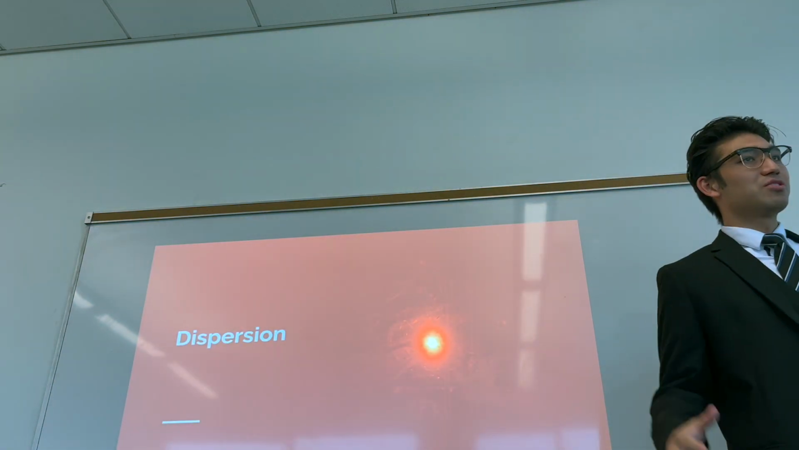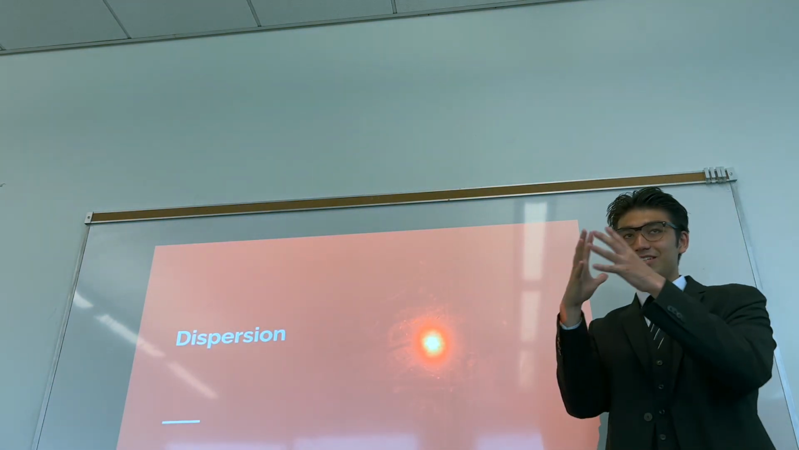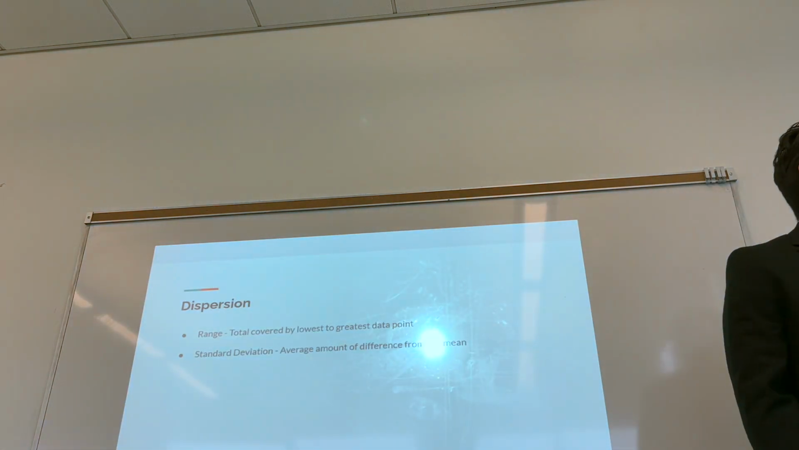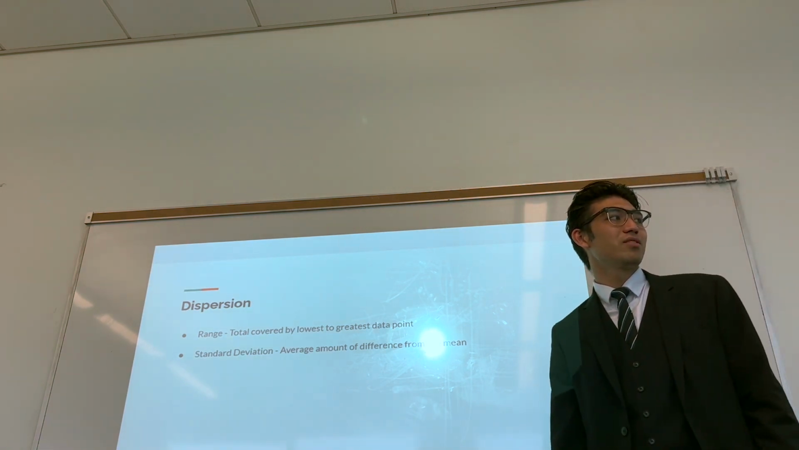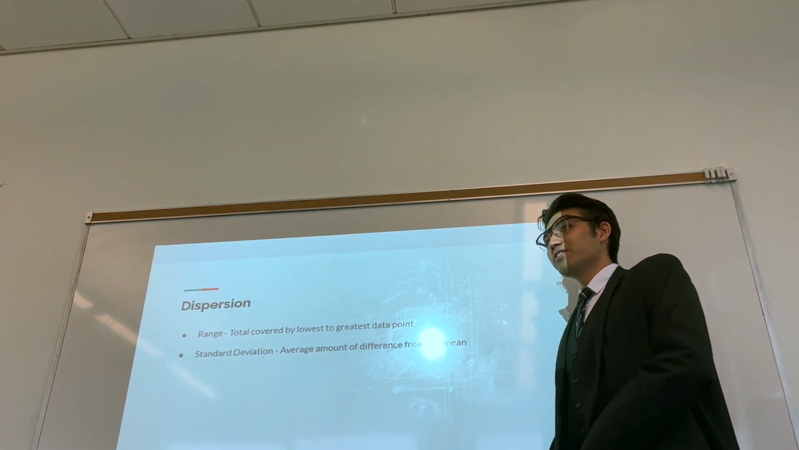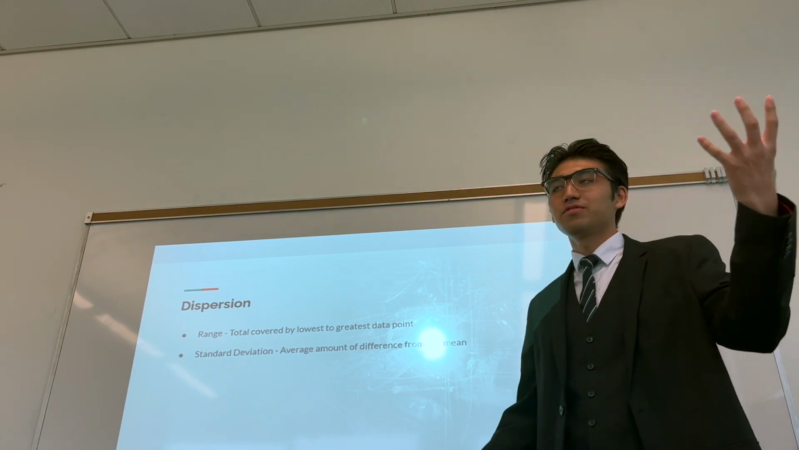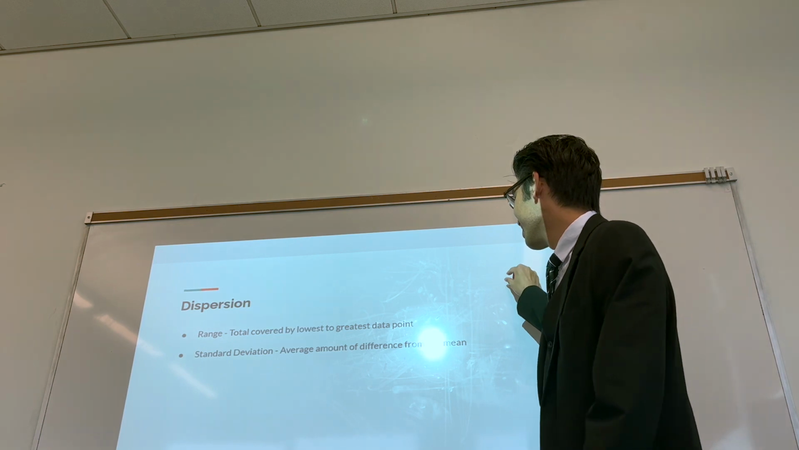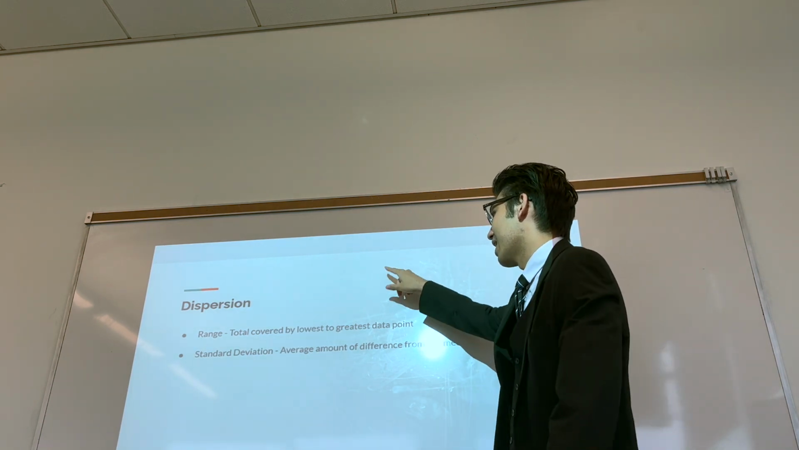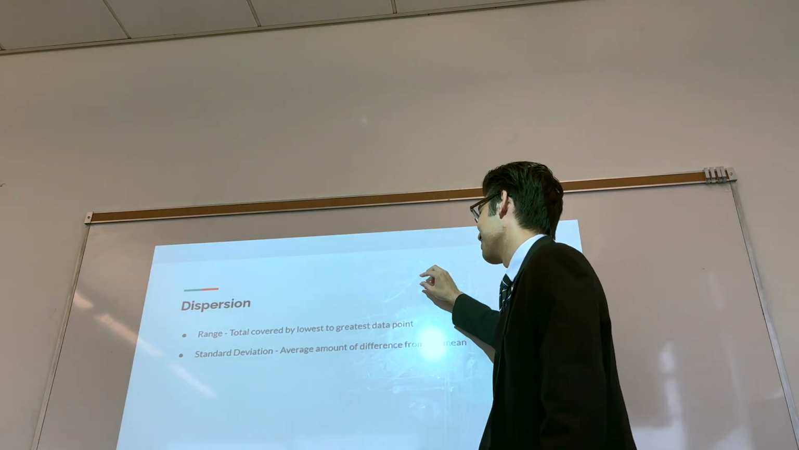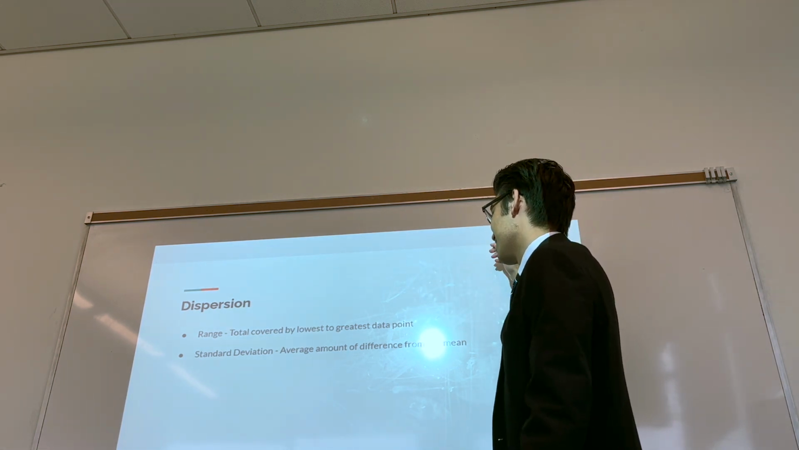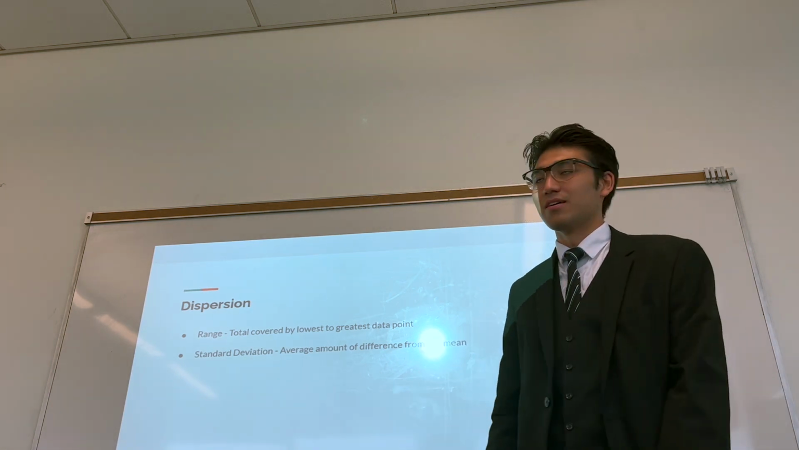Now we're going to go on to dispersion, which isn't about the center. It's talking about the range of values, which is one of the terms. First term, range: the total covered from the lowest to the greatest data point. If you want to figure out the range, you subtract the lowest number from the highest number, and you do an absolute value at the very end. So let's say you have 8, and there's -2 over here. 8 minus -2 is 10, and then your range would be 10.